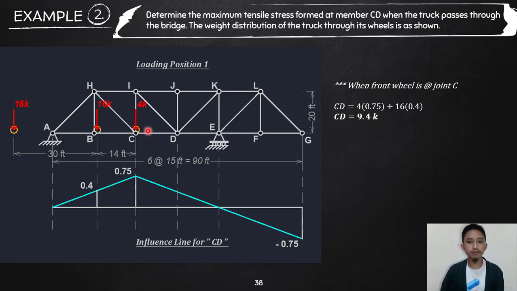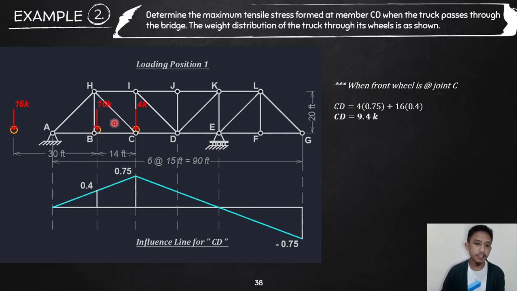So if we locate the front wheel exactly at C, it will end up that your rear wheel will not yet be within the range of the truss. It means that we will not yet be considering the effect of the rear wheel, since that is still on the outside of the truss itself. So we will only consider the loads within the span itself. Now we have here the four kips within the maximum 0.75 ordinate.